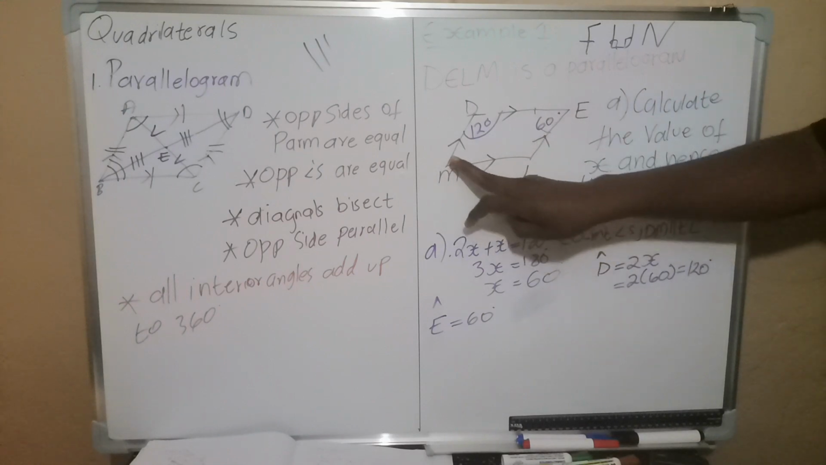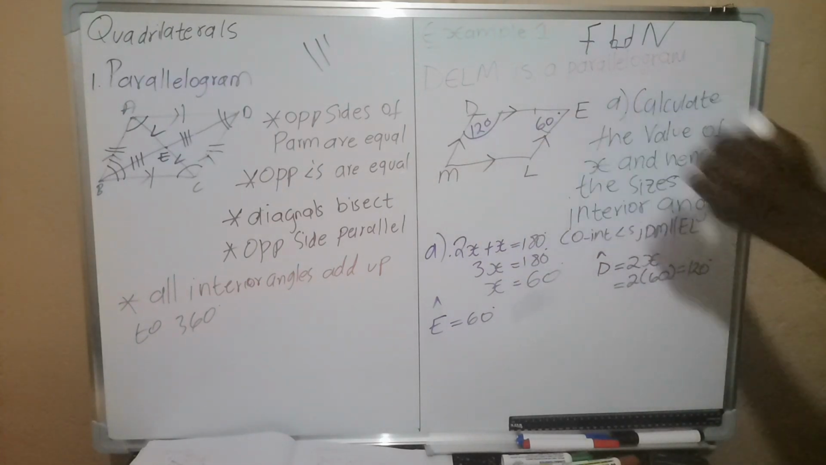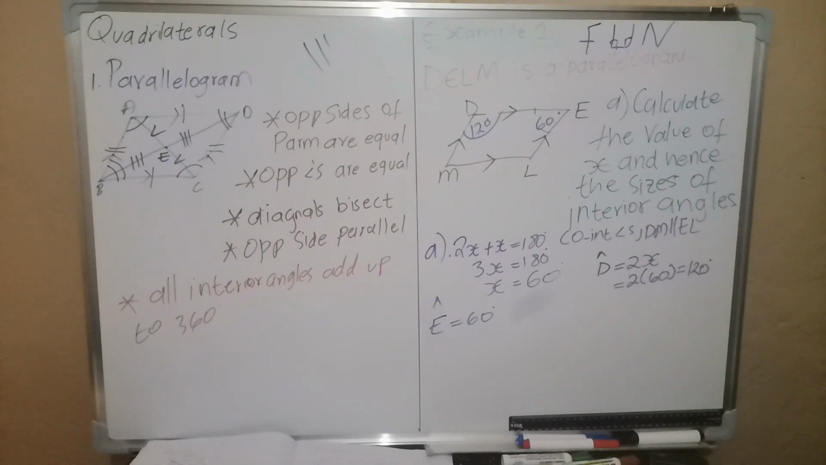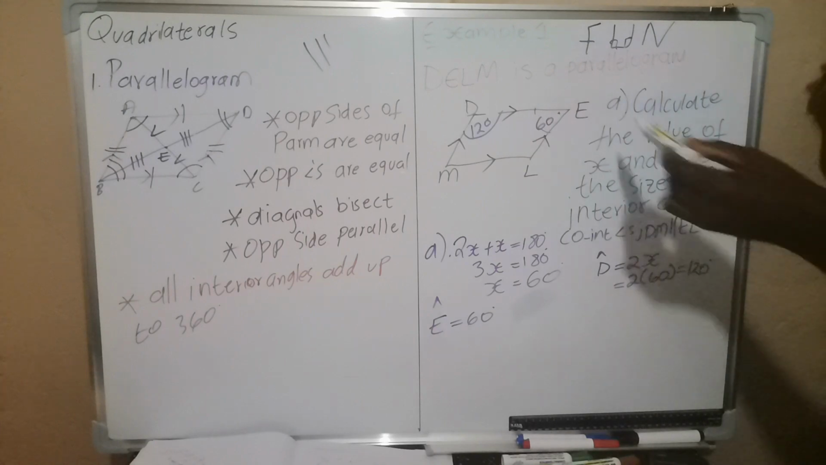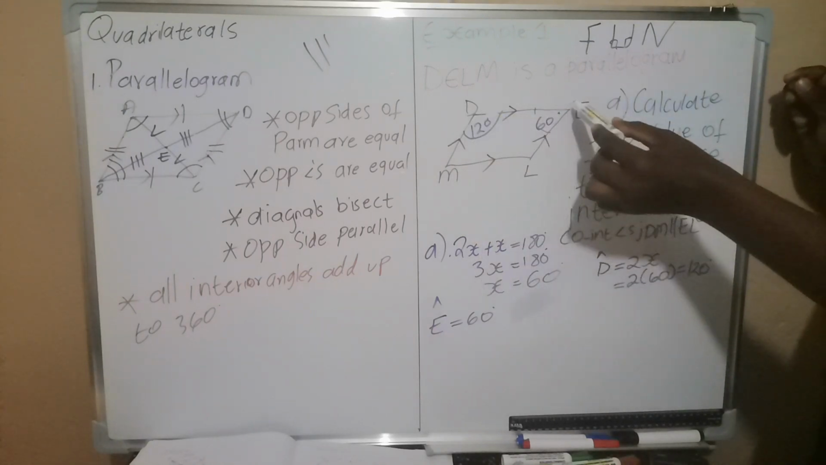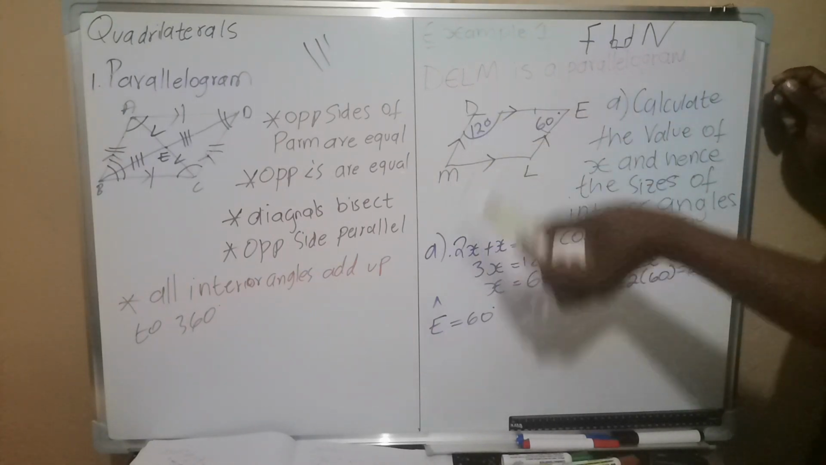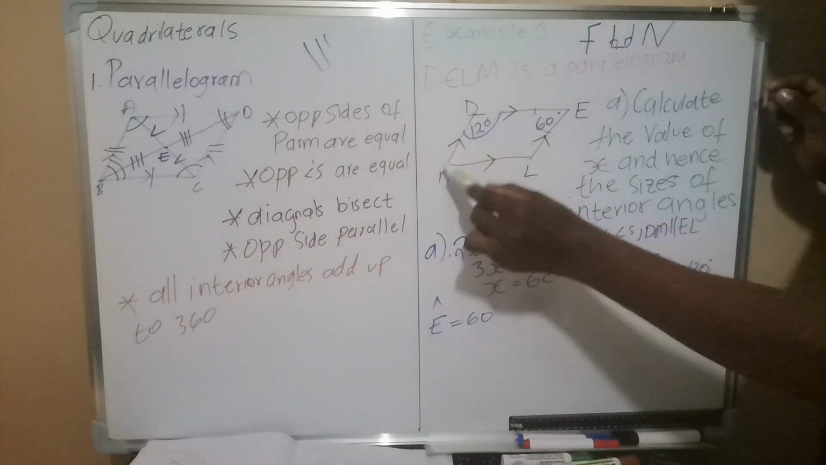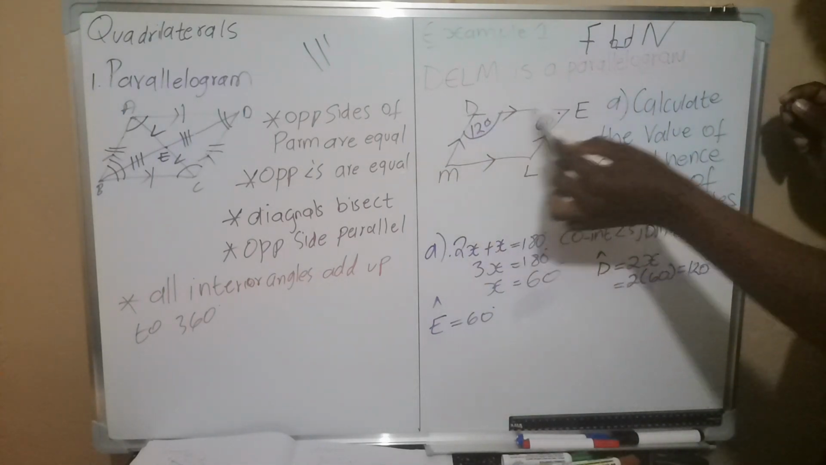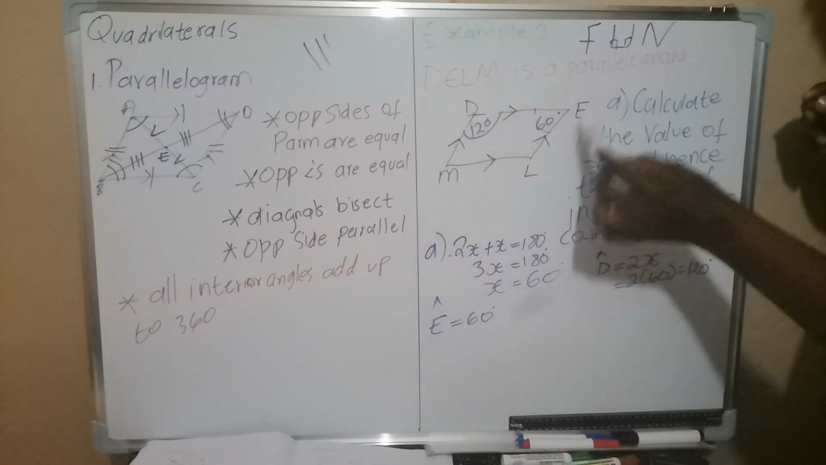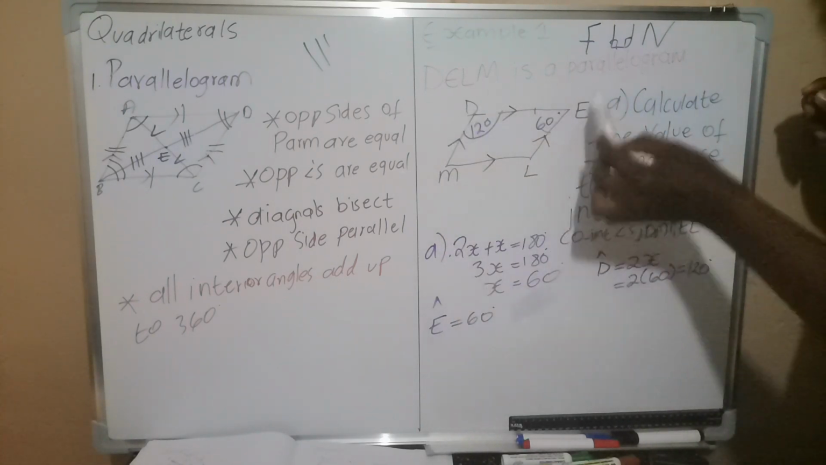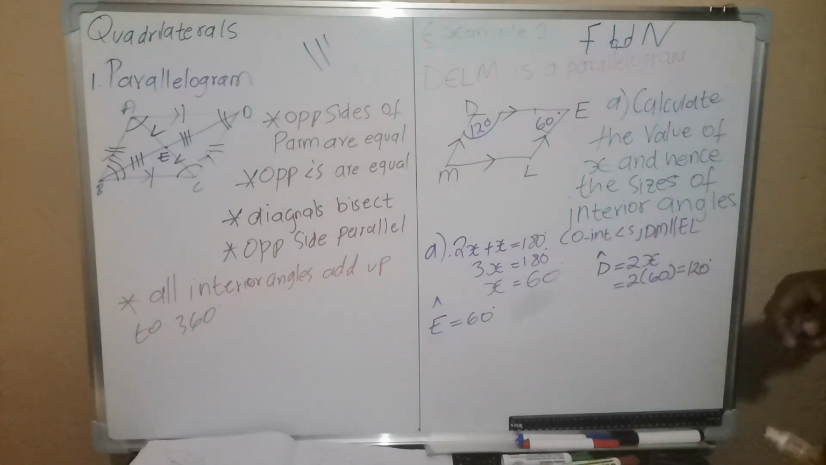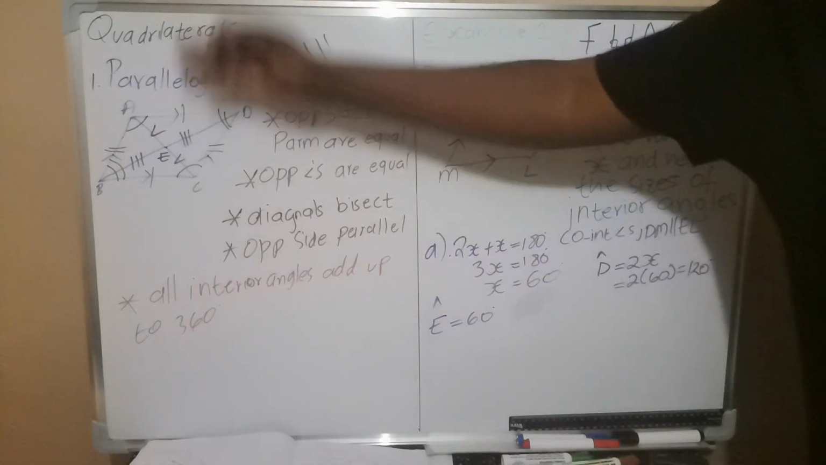We need to find angle M, this angle here, and this angle L here. How are we going to find angle M? Any idea? I can find angle M in many ways. I can see that there's a U here, co-interior angles. I can say 120 plus angle M equals 180. D is parallel to ML. Here's my U. And another way to solve for M is by using the properties of parallelogram.